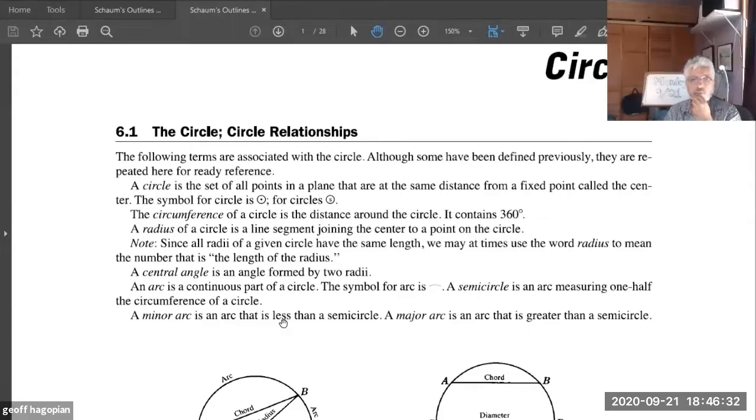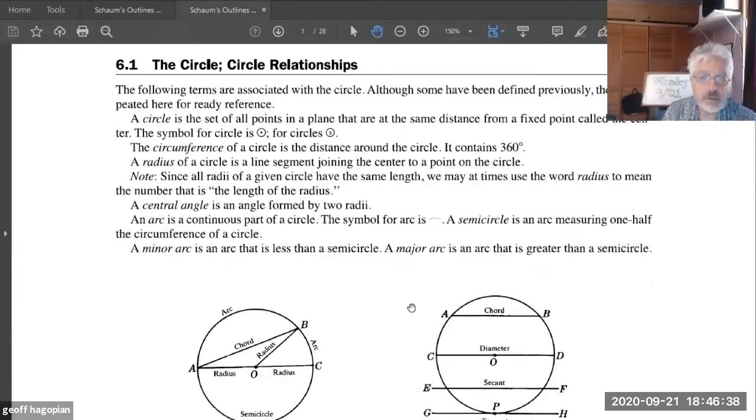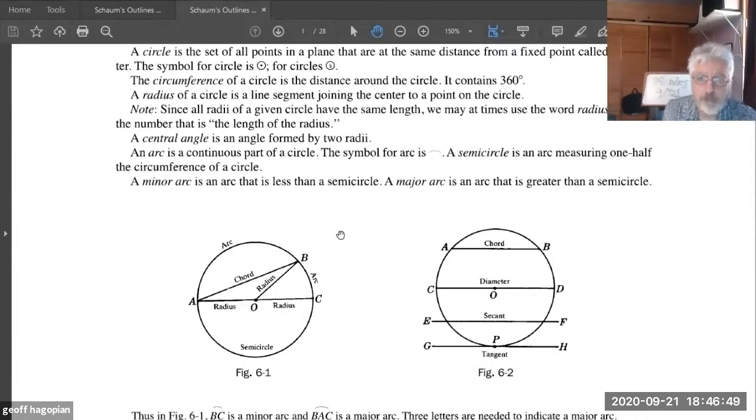Central angle is formed by 2 radii. Arc is a continuous part of a circle. And the symbol for arc is this little curved line like so. A semicircle is an arc measuring half of the circumference. So the degree measure of a semicircle is 180 degrees, right? A minor arc is an arc that is less than a semicircle. A major arc is an arc that is greater than a semicircle.